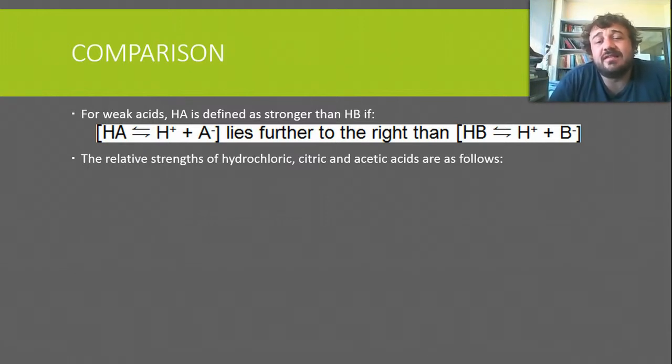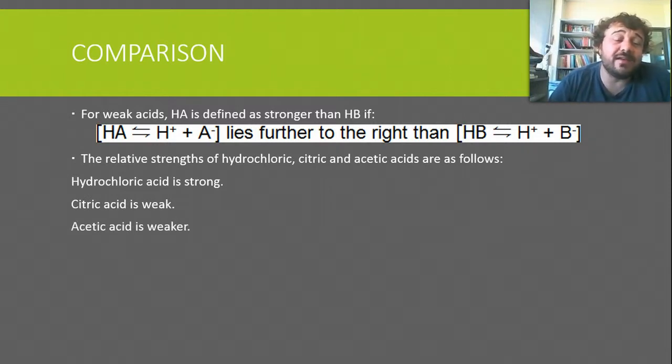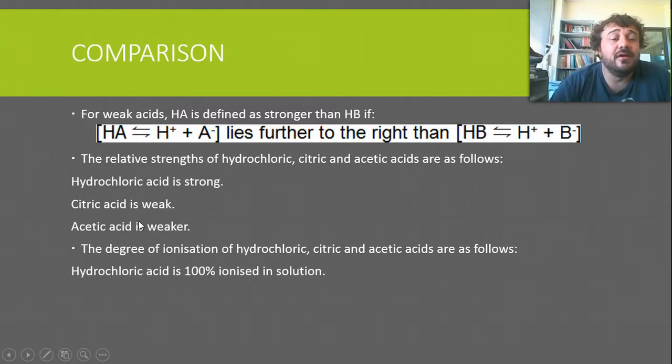hydrochloric, citric, and acetic acid are as follows. Hydrochloric acid, no surprise, super strong. Citric acid is weak. Acetic acid is weaker still. Now, basically, the degree of ionization in hydrochloric, citric, and acetic acids are as follows. So, strong, weak, weaker. You can probably guess which way this is going to go.